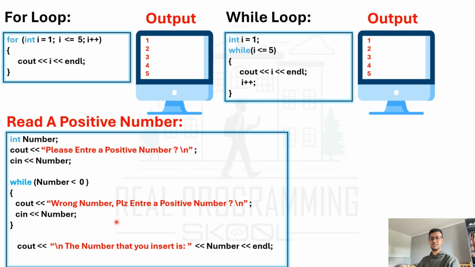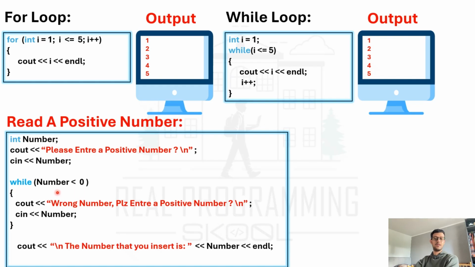So the user will be stuck inside the while loop until they insert a positive number, and the program will not finish, it will not complete unless the user inserts a positive number. That's the proper way of using while loop. And after the user inserts a positive number, the compiler will come to the condition of the while loop and check if the number is bigger and not less than 0.